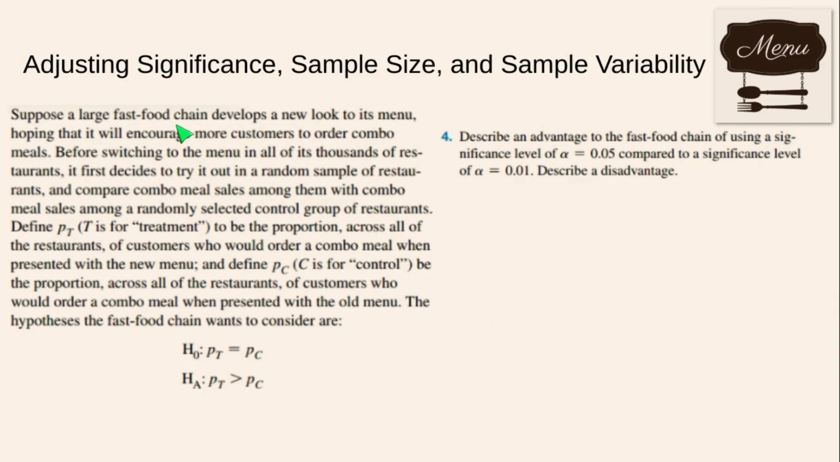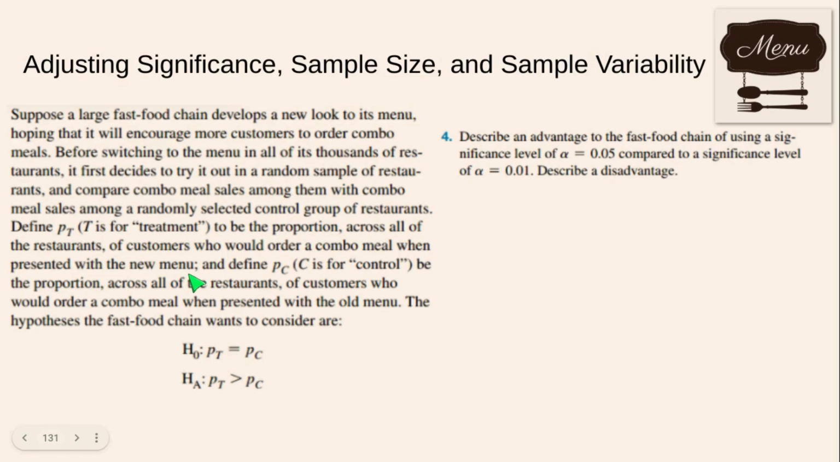Suppose a large fast food chain develops a new look to its menu. Good for them. Hoping that it will encourage more customers to order the combo meals. Before switching to the menu in all of its thousands of restaurants, it first decides to try it out in a random sample of restaurants and compare combo meal sales among them with combo meal sales among a randomly selected control group of restaurants. We're going to define P sub T, T is for treatment, to be the proportion across all of the restaurants of customers who would order a combo meal when presented with the new menu.